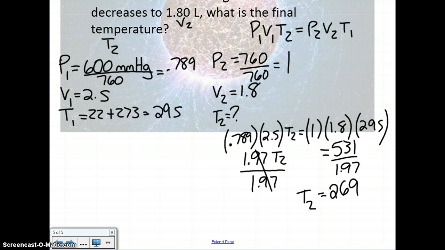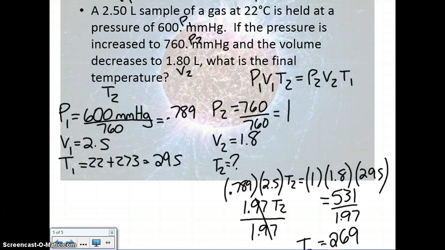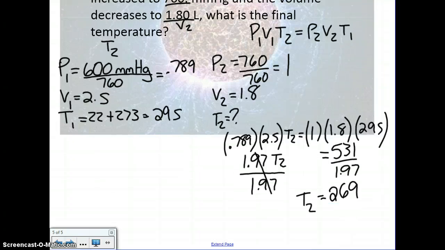Okay, and then of course we sig fig, so let's go back up. 3, 2, 3, 3, 3. So we need 2. So how do we get 269 to 2 sig figs? It'd be 270, right? And unit for temperature is Kelvin.